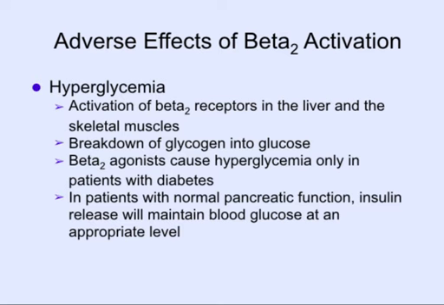In patients with normal pancreatic function, insulin release will maintain their blood sugar at a normal level. So they're going to make up for it. So the person that does not have diabetes has a normal functioning pancreas. So they're putting out enough insulin to kind of cover this elevated sugar.